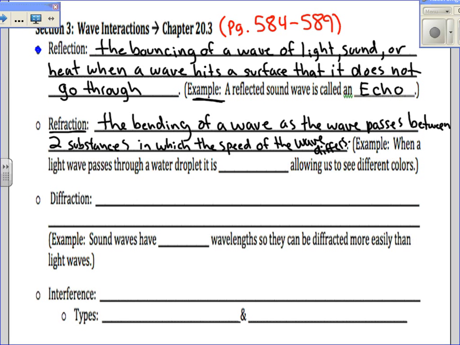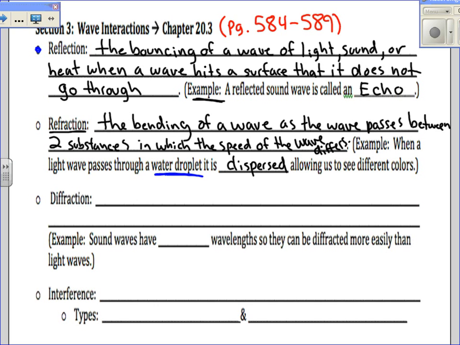Okay, an example of this is when light passes through a water droplet. Through a water droplet, it is dispersed, allowing us to see different colors. Now, just to talk about that a little bit, it basically separates the colors, and in this case, it is based upon the wavelength. So it's dispersed, allowing us to see different colors.